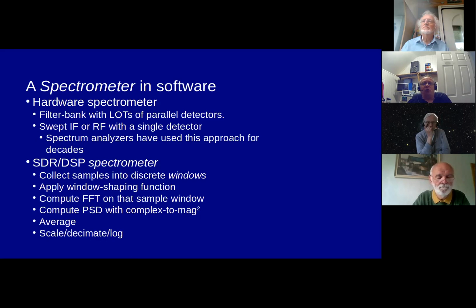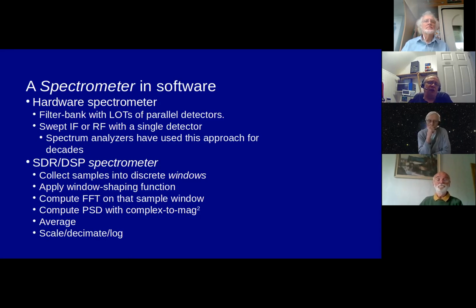The other approach, which is more common, is to use a swept IF or RF with a single detector. So you have a narrow band mixer and an IF, and you sweep it across the frequency range of interest, and you synchronize the output of the detector with your display, so you know where the LO is at any given point, and it gives you a swept spectrum.